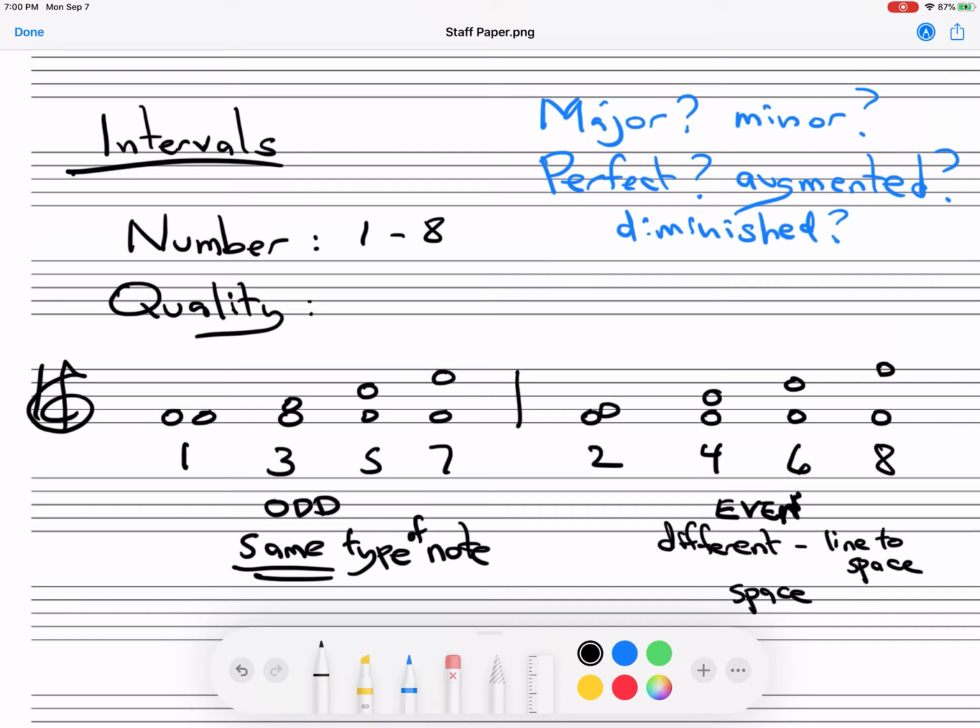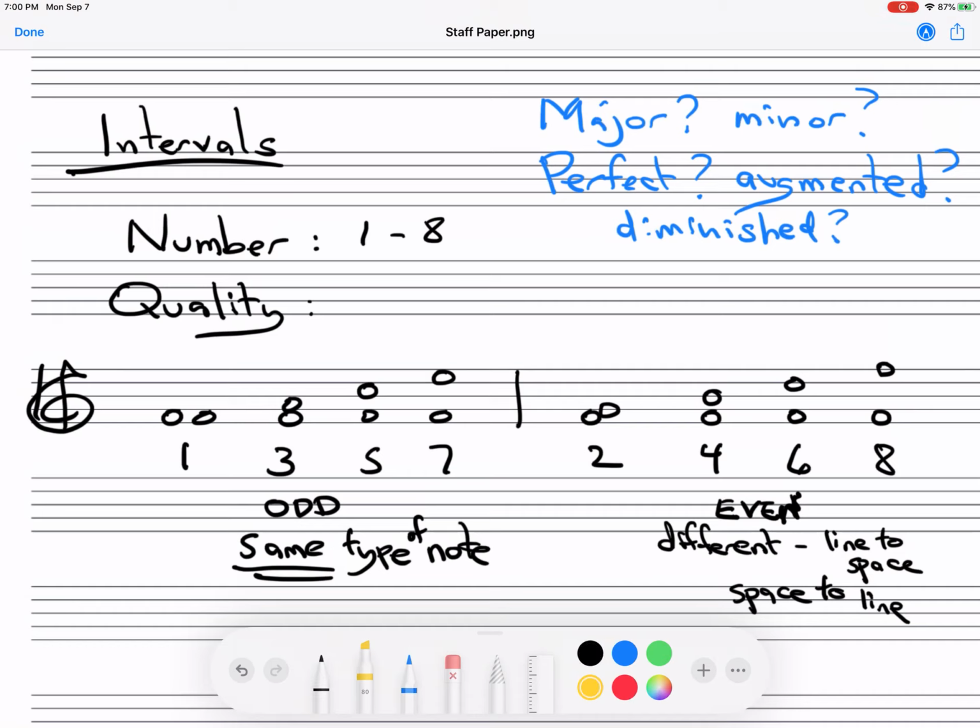So this helps you to identify the intervals, because when you look at them, you're going to know right away if it's an even number or an odd number, depending on whether the notes are the same or different. So keep that in mind.